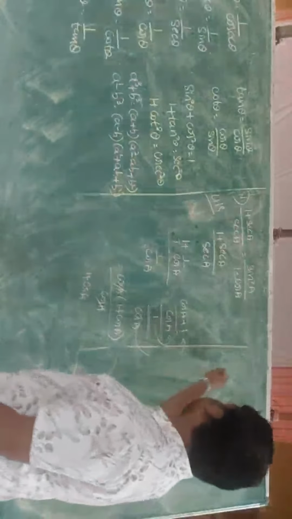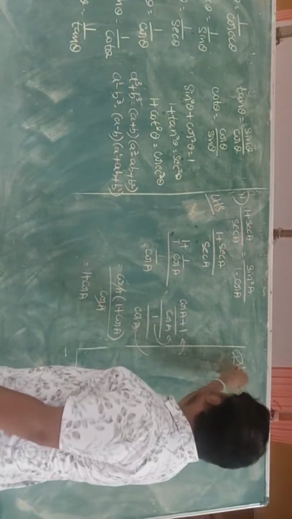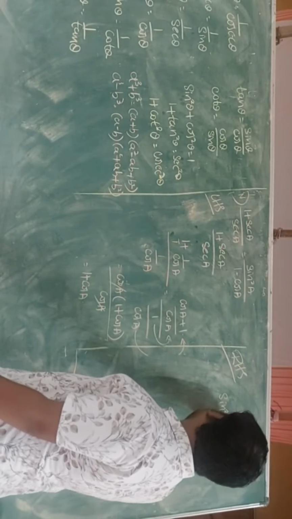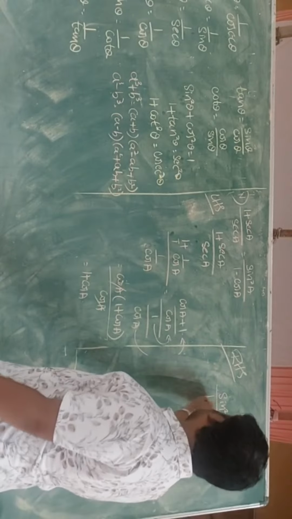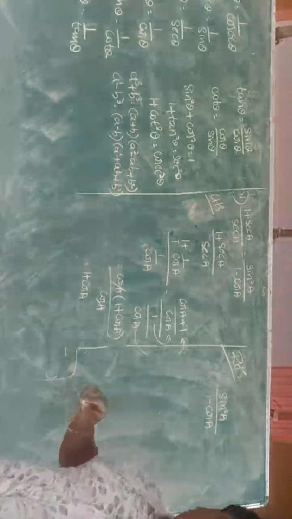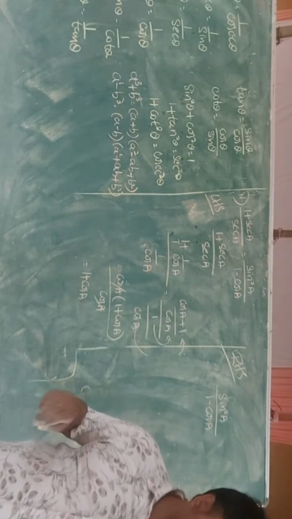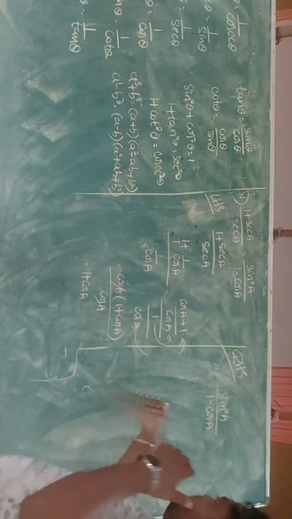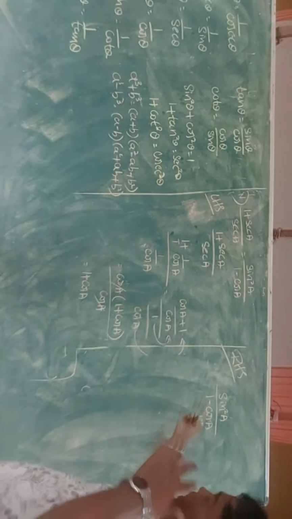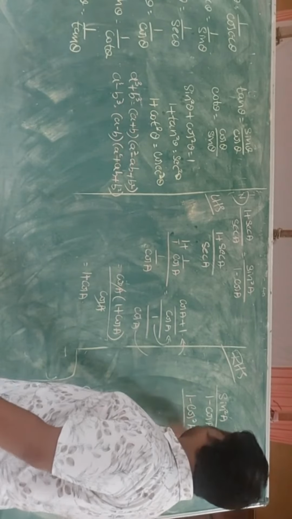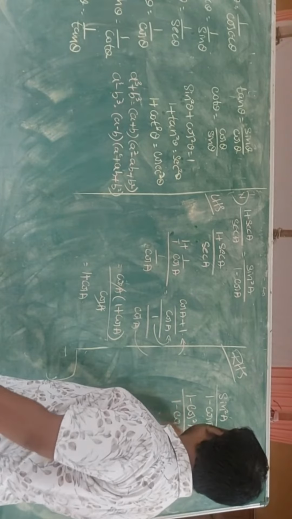RHS side, sin square A divided by 1 minus cos A. So we know the identity. First identity, sin square theta plus cos square theta is equal to 1, and sin square theta is equal to 1 minus cos square theta. So rather than sin square A, I can write 1 minus cos square A, and the denominator I write as it is, 1 minus cos A.